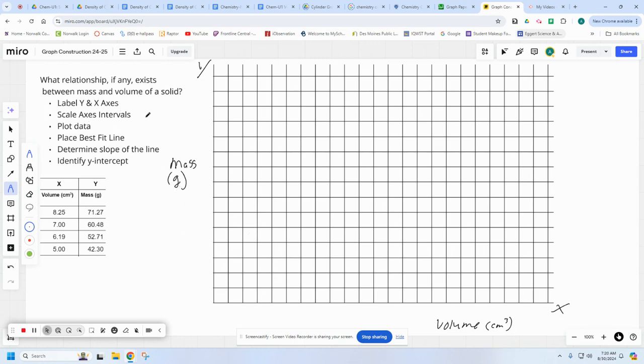Next on the list is actually scale the intervals. Now, in order to scale the intervals, or those increment marks, the lines that go along here, you first need to count the full amount of intervals on this graph paper or on your graph paper. So when you start, you do not count the first line at the origin.